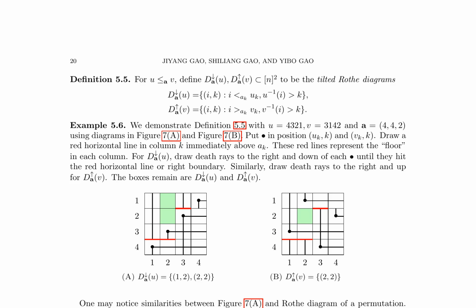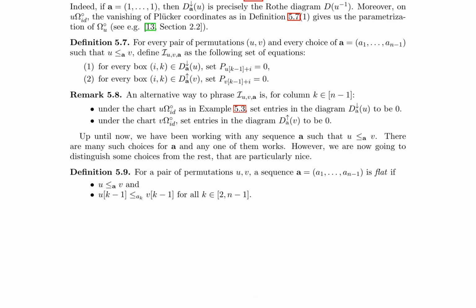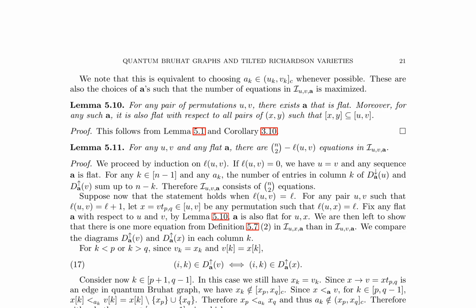The paper distinguishes a particular choice of a as flattening sequences, u_{k-1} is less than or equal to a_k, v_{k-1}, for all k element of [2, n-1]. This research contributes to a deeper understanding of quantum Bruhat graphs and their applications in algebraic geometry. We begin with the concept of quantum Bruhat graphs and tilted Richardson varieties, where the choice of a maximizes the number of equations in I_{u,v,a}.